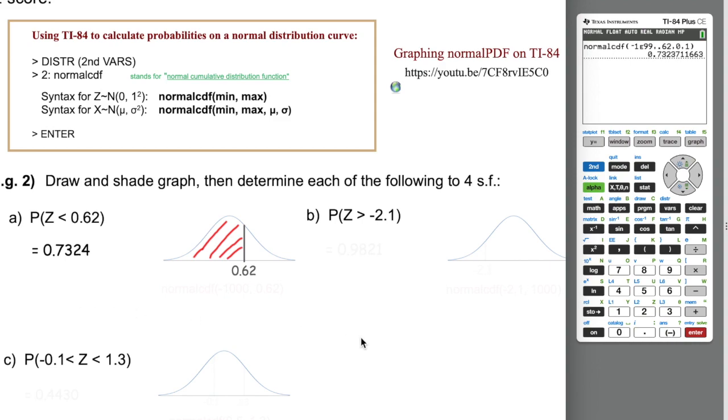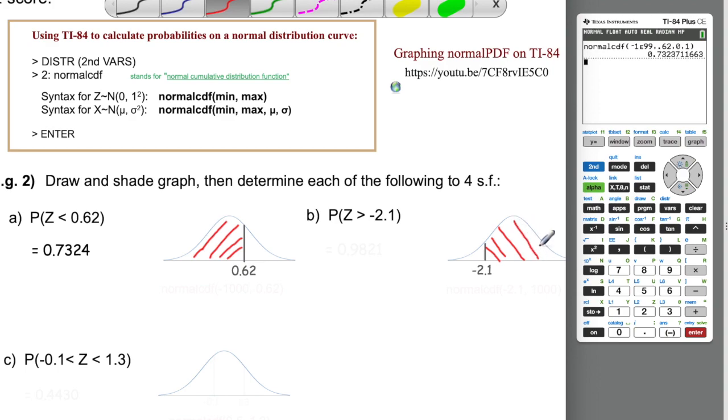Part B. This time I'm looking for P of Z greater than negative 2.1. So this time it is a negative Z-score. It should be on the left of the mean, about 2 sigma to the left, so somewhere here. The inequality says greater than, so we're asking whether it is a larger or smaller probability. Look at the area. It should be larger than what we just saw. How do we do this on the calculator?